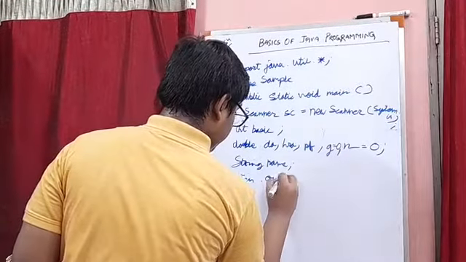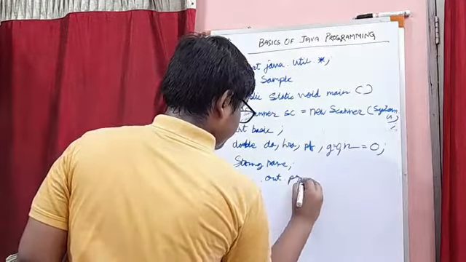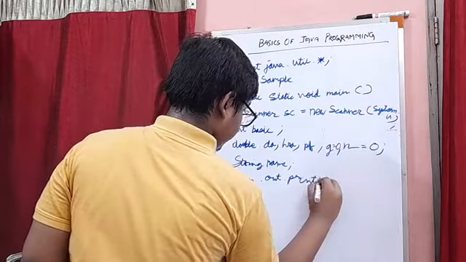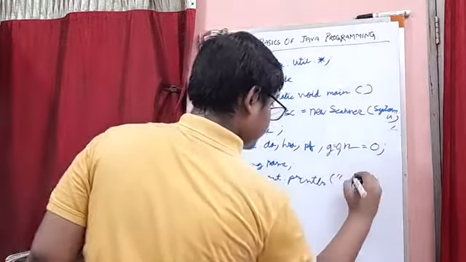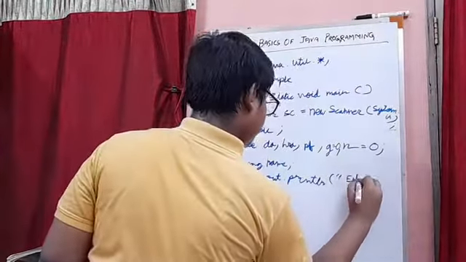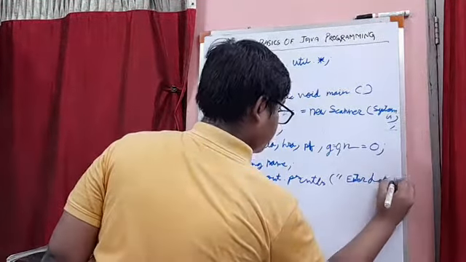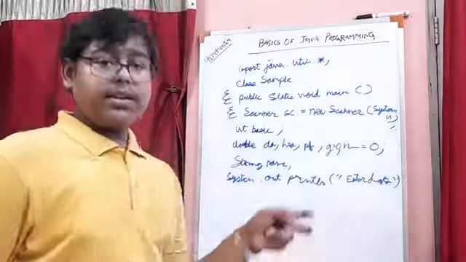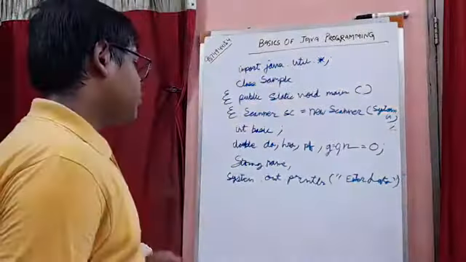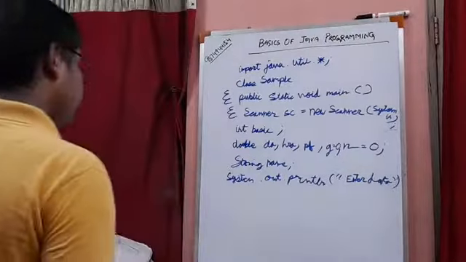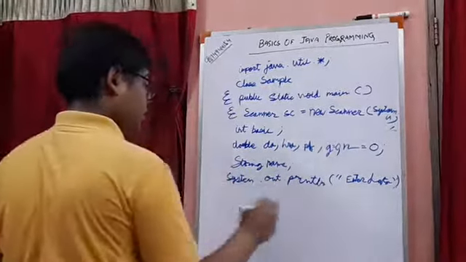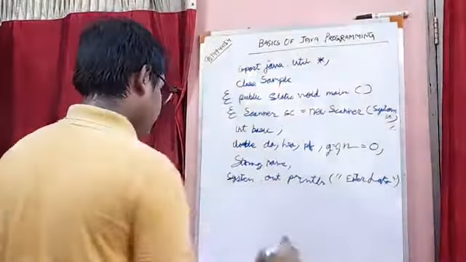dot out dot print and enter data. You may write enter the name and the values, but enter data is also good enough. Now we'll take the name first.